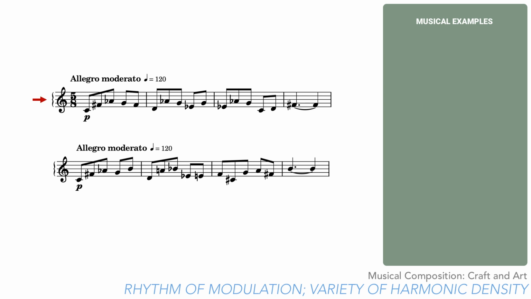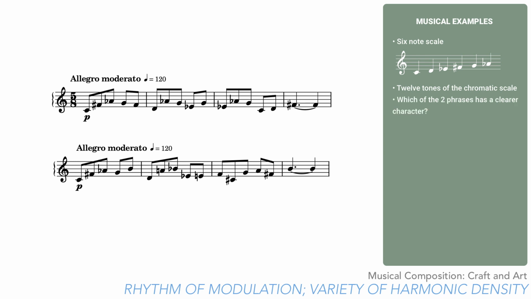Our first example here uses only notes within this 6-note scale. The second phrase uses all 12 notes of the chromatic scale. Which of the two phrases has a clearer character? The first one. Why? Limiting it to certain pitches and avoiding others gives it a kind of tonal focus that's lacking in the second one.